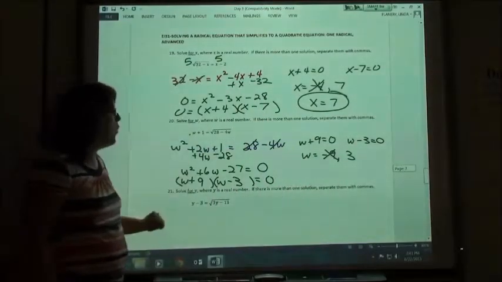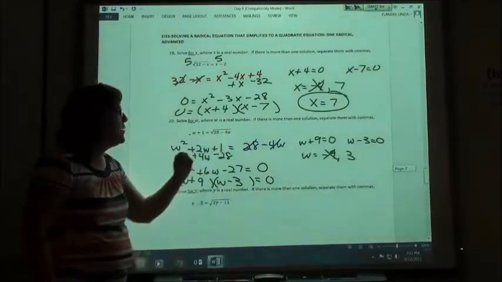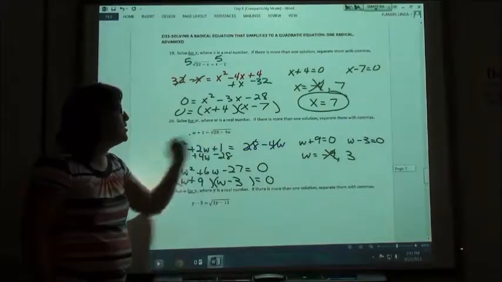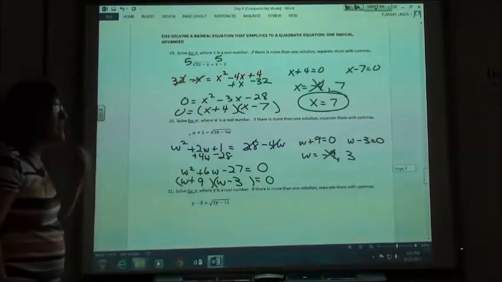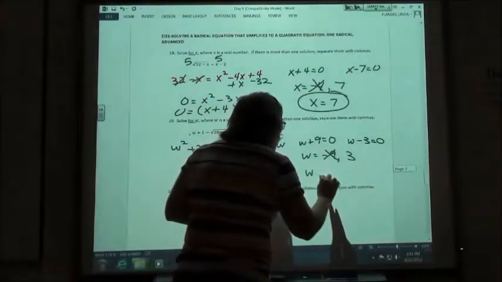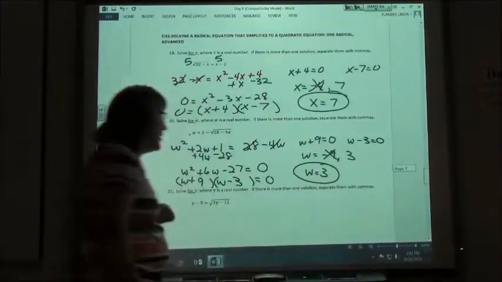3 plus 1 is 4. Negative 4 times 3 is minus 12. 28 minus 12 is 16. Square root of 16 is 4. So the only answer on this one that works is the 3.